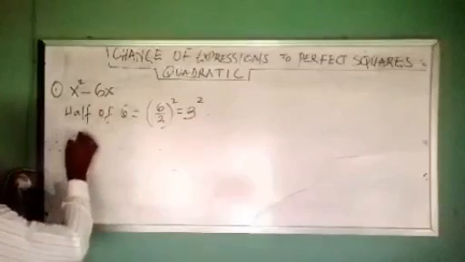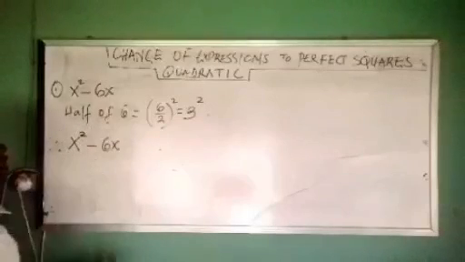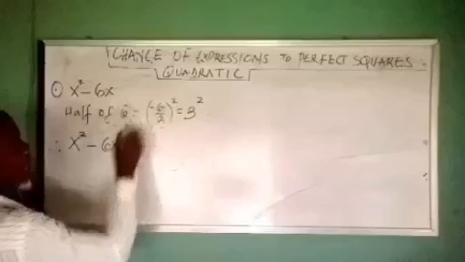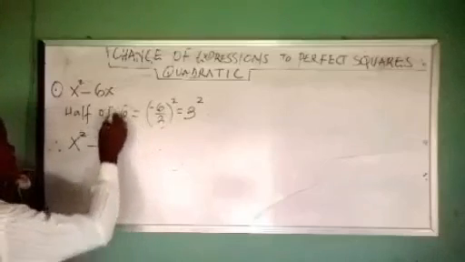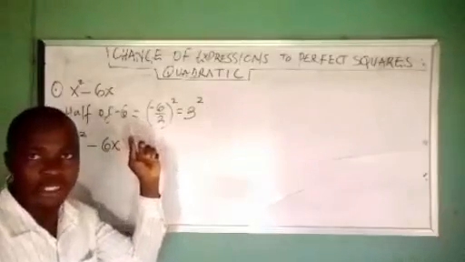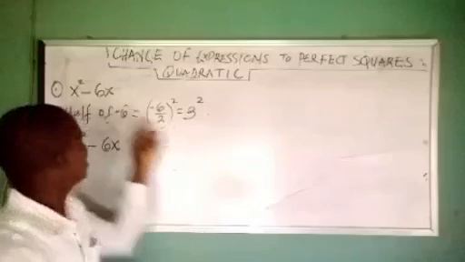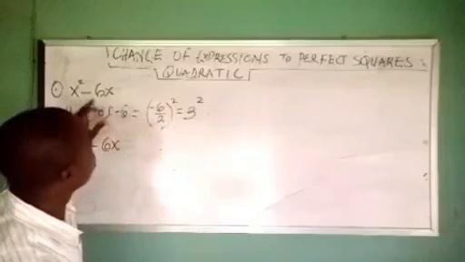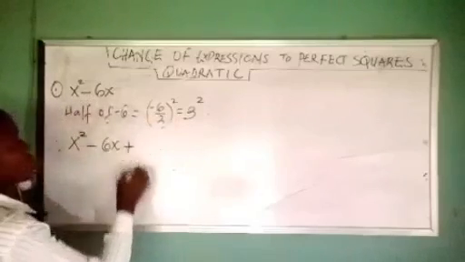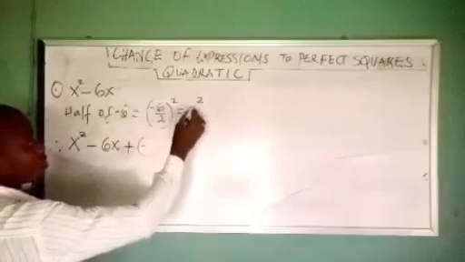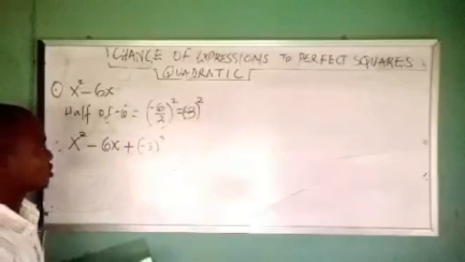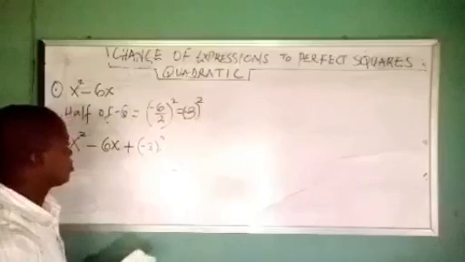Therefore, we have x squared minus 6x. Do not forget, because we are having minus there, definitely we have minus there. That is half of minus 6. Understand? So do not make that mistake. If we have minus there, make sure you include the minus there. So now we have plus minus 3, minus 3 squared. Can you see that? Minus 3 squared.